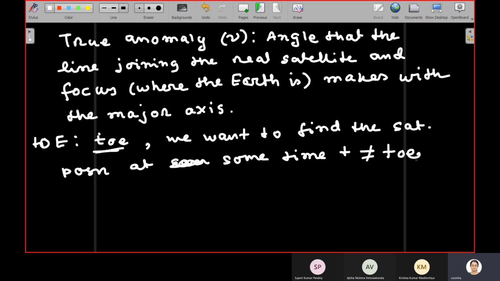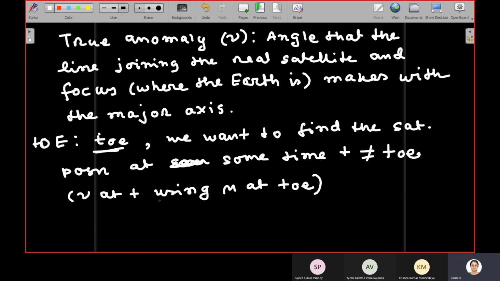But how about the true anomaly? True anomaly will change because the satellite is moving in orbit, right? So actually, we are interested in finding, we need to find mu at t using M at TOE. So this is our objective. Now, why do we not have mu at TOE?